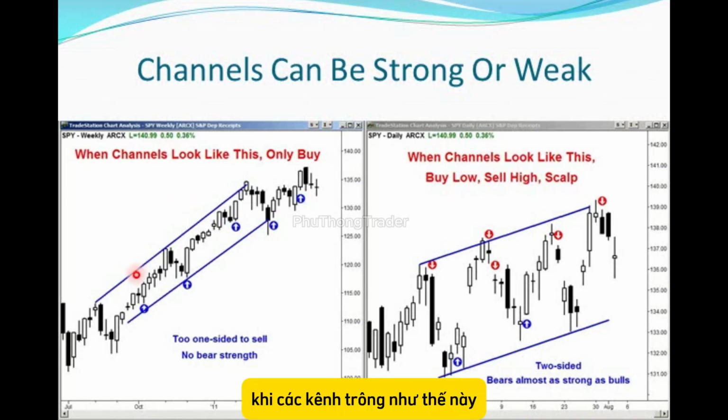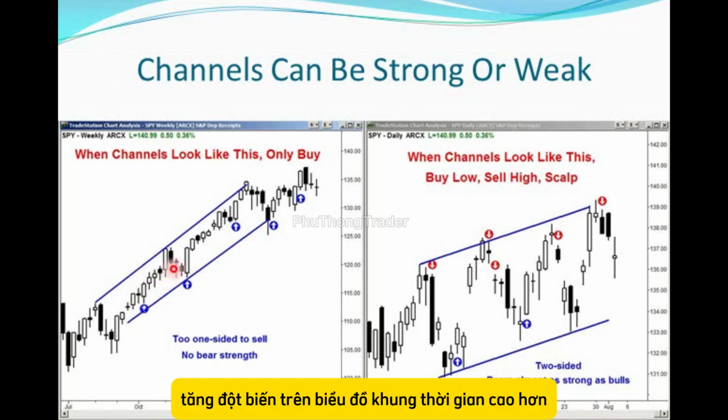When channels look like this, very tight, very small pullbacks, they're spikes on higher time frame charts. This is the weekly S&P, the weekly spider. When channels look like this, only look to buy. Don't worry about taking shorts. You won't make money on the shorts because the sell-offs won't drop far enough to make a profit. This is too one-sided and no significant bear strength.